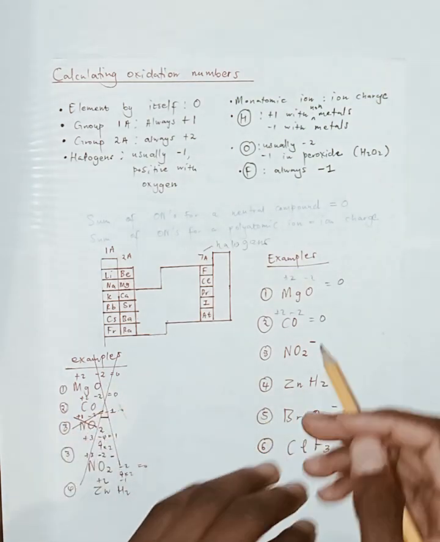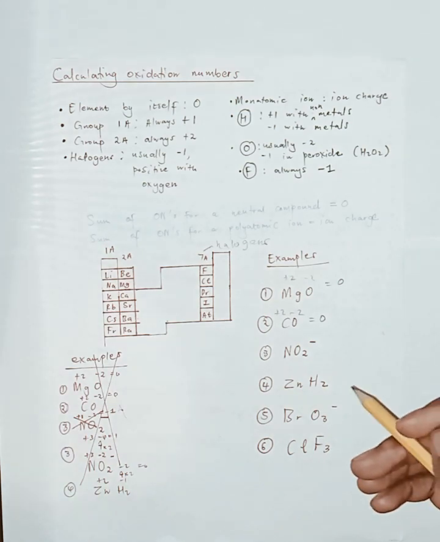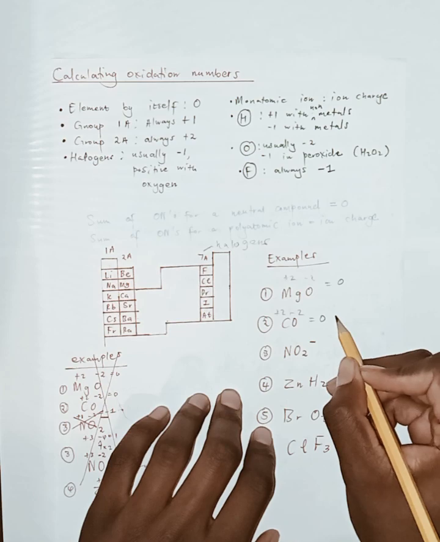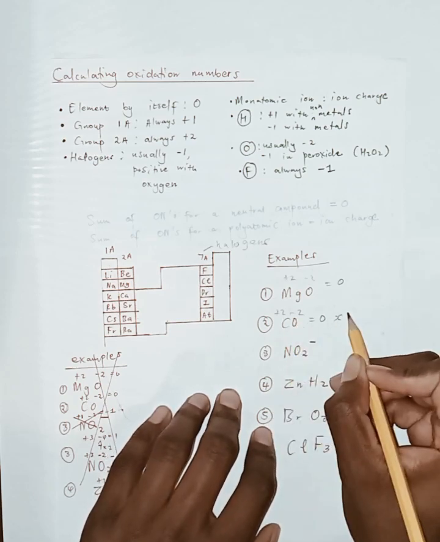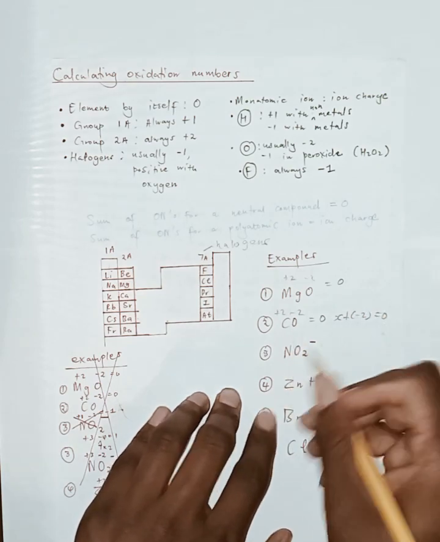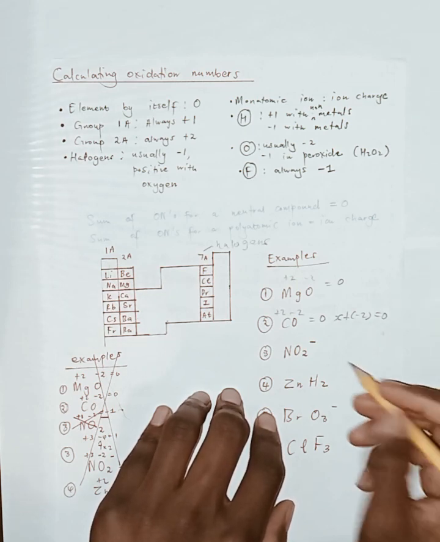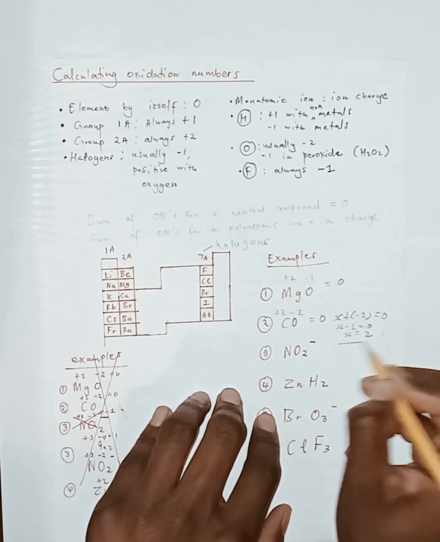Okay, you don't have to do it this way, but I think this is a much quicker and more understandable way. Another way you can do it is, since it's one C, you say X, and since we know that this is -2, we say X plus -2 is equal to 0, because this is a neutral compound and the sum of the oxidation numbers for a neutral compound adds up to 0. Then X minus 2 is equal to 0, X is equal to 2, then you are done.